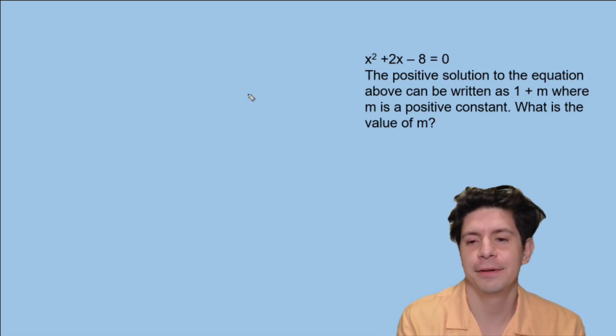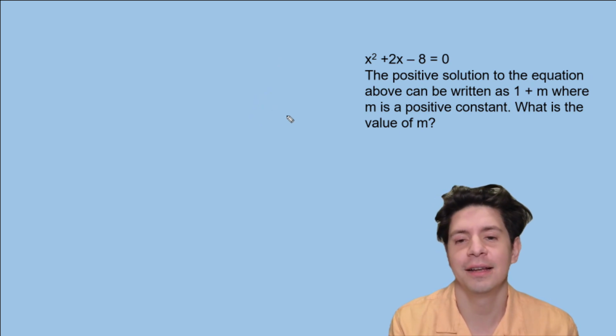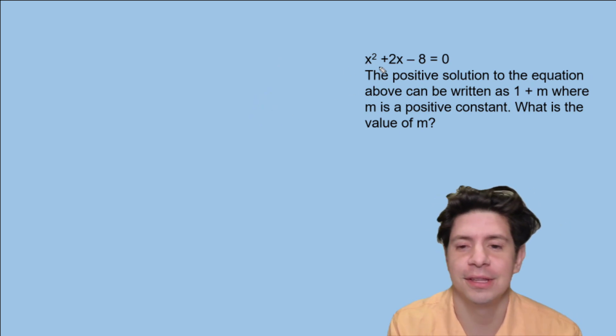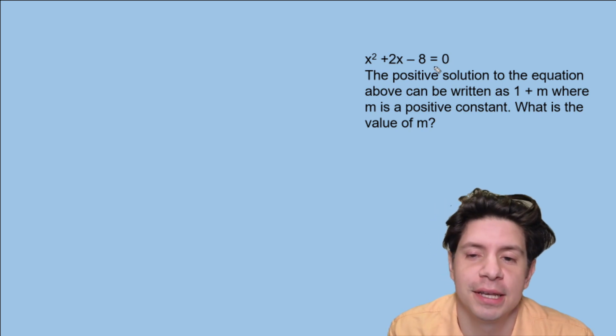Another day, another video. This time we got some quadratics going. 2 questions again. Let's try out the first one that's easier, then we'll do the hard one and see if we've learned anything. X squared plus 2x minus 8 equals 0.